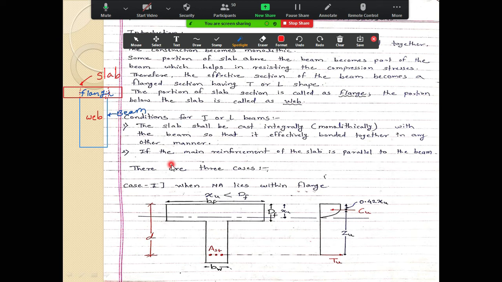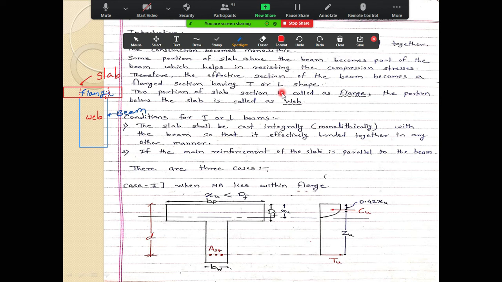So when this type of condition is there, then L action gets developed. Okay, so that type of beam is called as an L beam. So this is T beam and L beam. This type of beam is called as L beam.